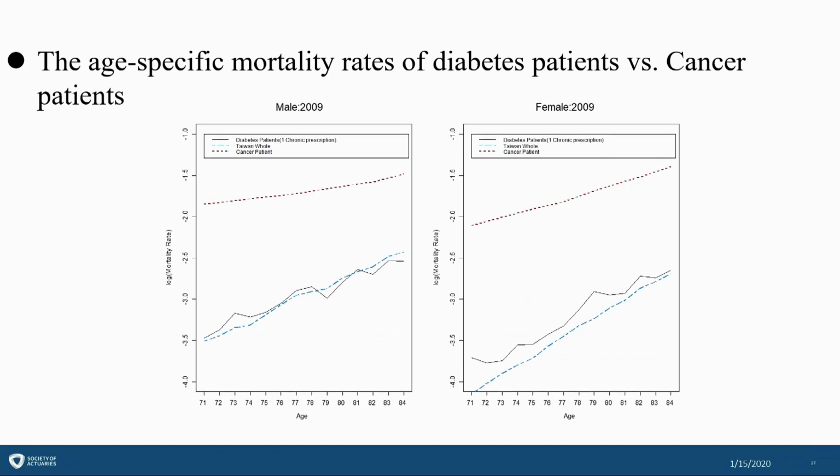This is the graph of the age-specific mortality rate of diabetes patients versus cancer patients. We find this is the cancer patient, male and female, and the dotted line is the diabetes patient. The Taiwan whole population data is the dashed line.